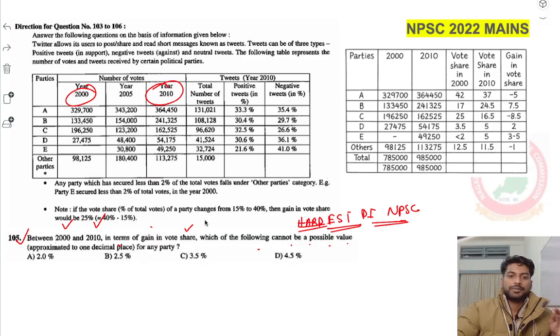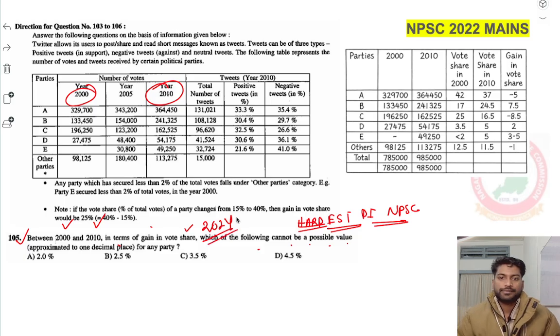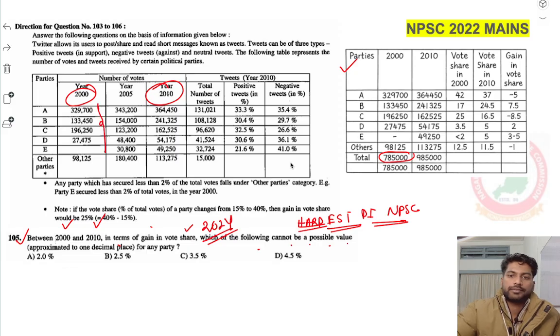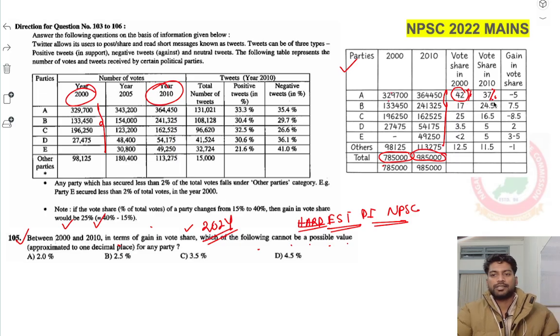And there are some DIs which were asked in 2024, I mean last year. I'll solve those also. So this will be the hardest DI. I have already calculated here. Look, 2000 total vote will be this one. If we add all the votes of all political parties, and for 2010 all the political parties' votes, if I calculate, this will be the total vote. Out of that, in 2000 the vote share of A was 42% and the vote share of A in 2010 was 30%. In the last calculation we also solved it.